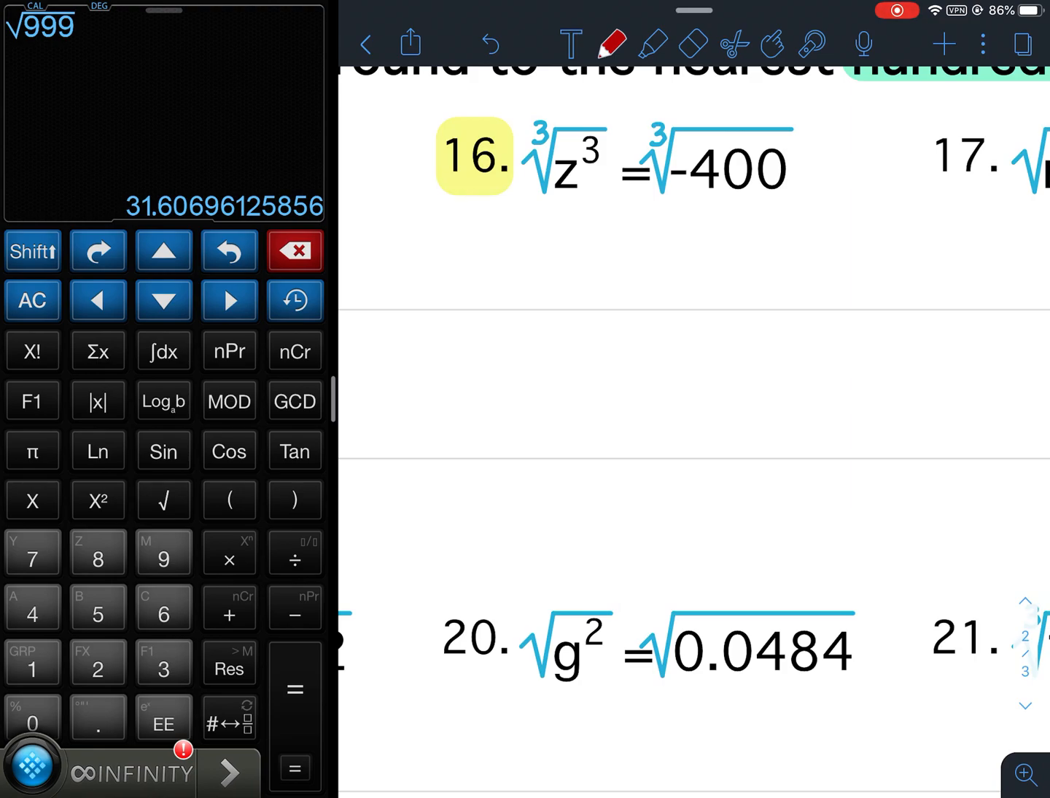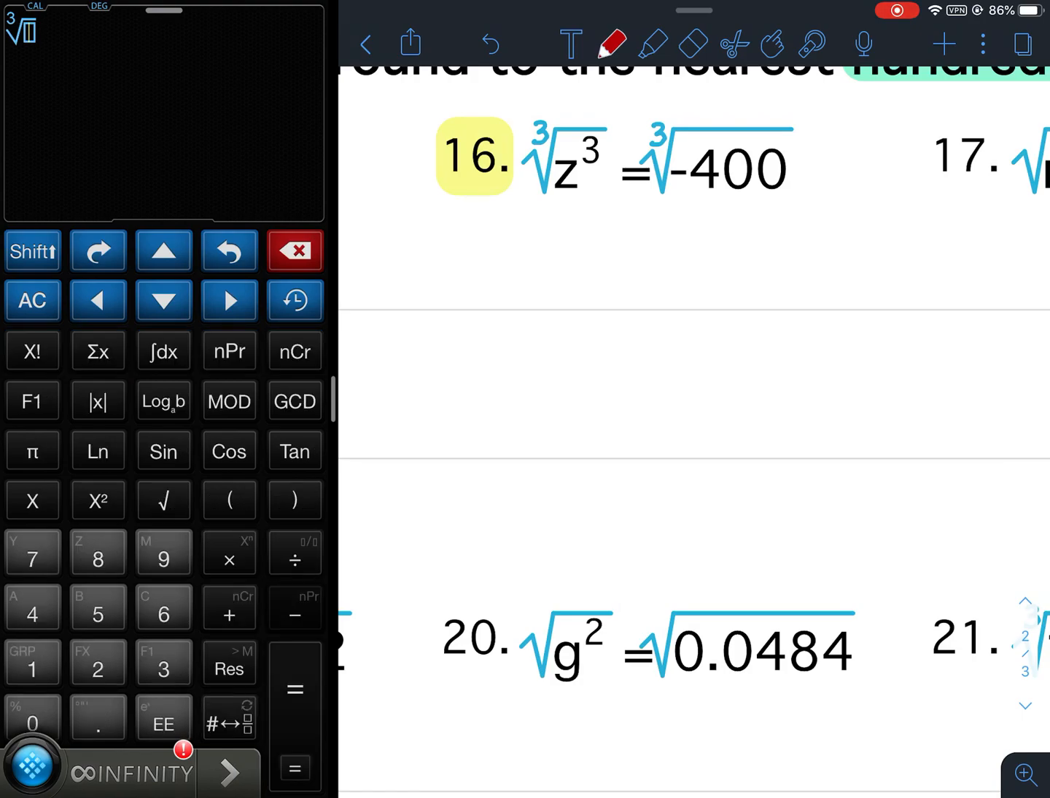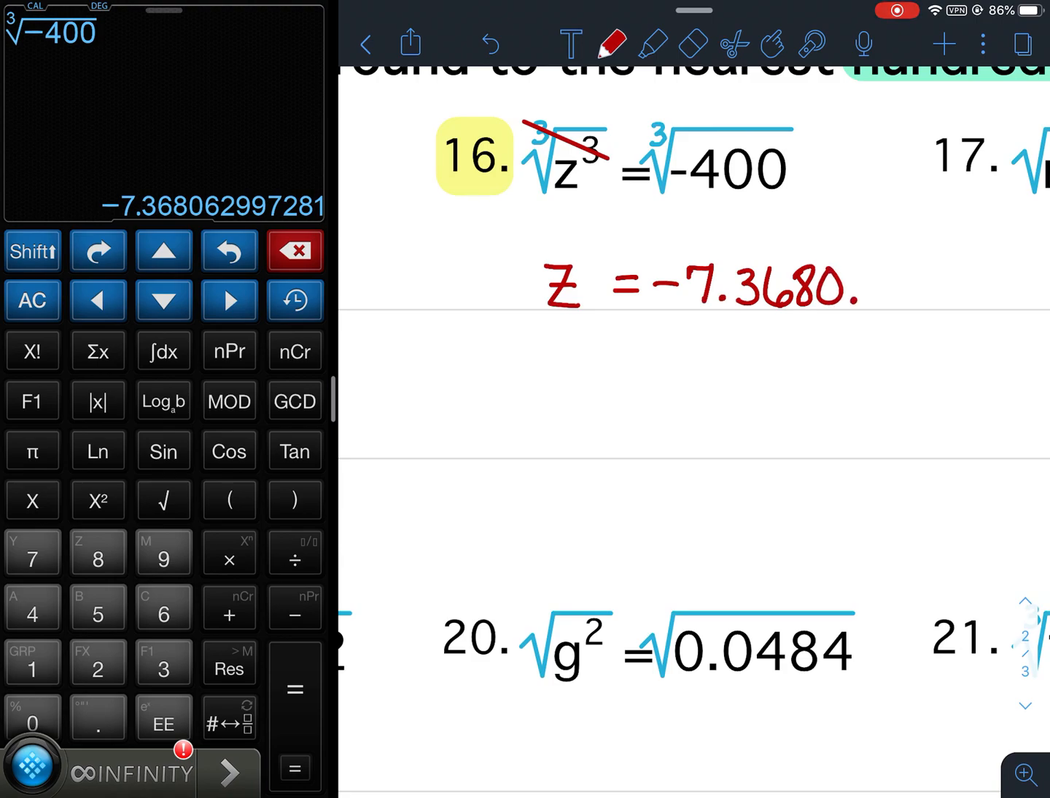If you're using the iPad calculator here, you simply go to the cube root button, and I'm going to put in -400. All right, so I'm going to cancel my cube and my cube root. Bring down the z equals -7.3680. Put the ellipse.